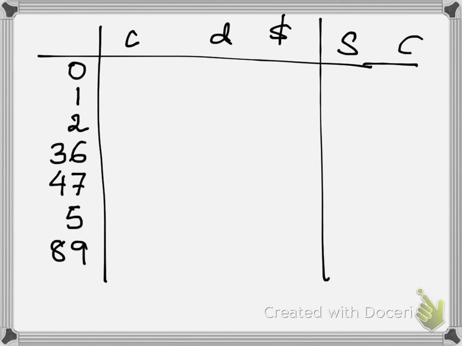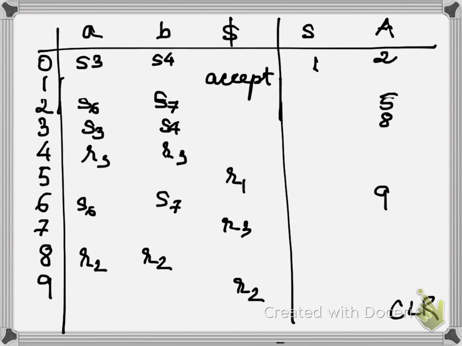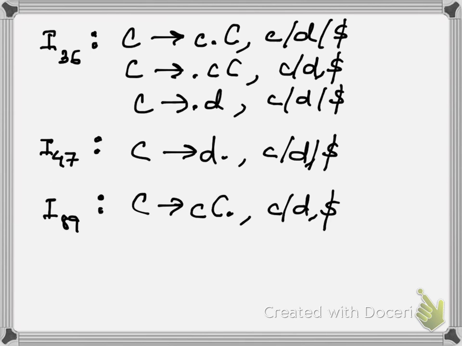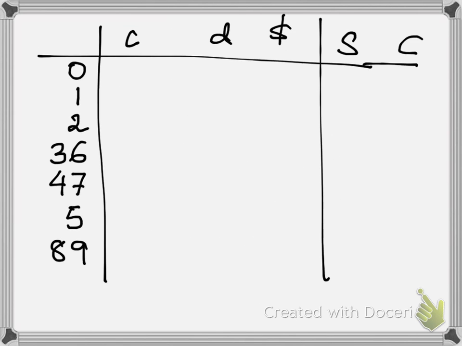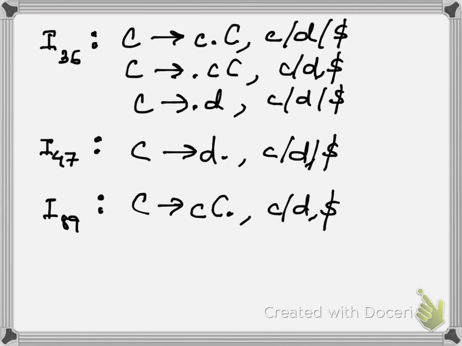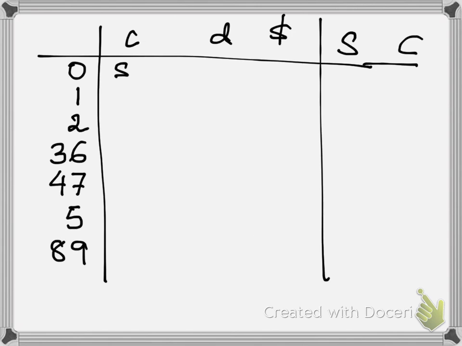And here I have our go-to section, S and C. This is our table. Now we are going to construct the table. From our original table, 0 was going to shift 3. Now there is no state 3, it is 3,6, so we'll write 3,6 for C. And 4 is not there, it is 4,7, so we'll write 4,7. So shift 3,6 on C, shift 4,7 on D, and this remains the same.